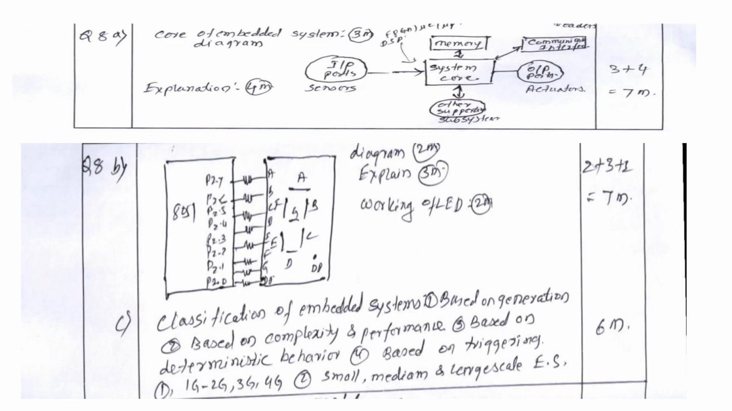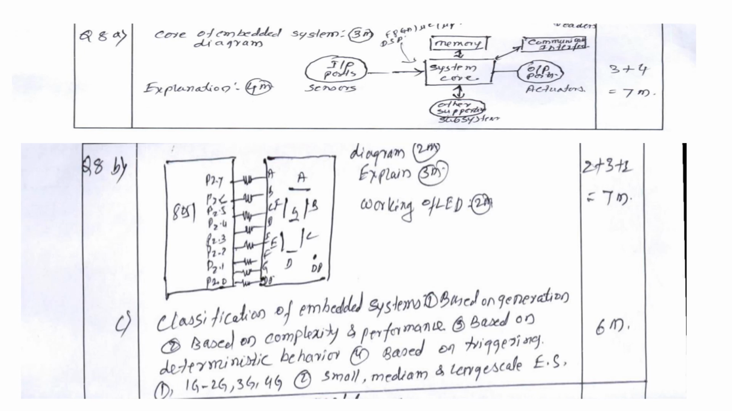Coming to the next OR choice question: core of embedded system with a neat diagram. This is the diagram for the core of embedded system, where you have input ports, output ports, communication interface, memories. All those you'll draw and explain each of the blocks. For this diagram, you have 3 marks and explanation you have 4 marks. So totally it is of 7 marks.